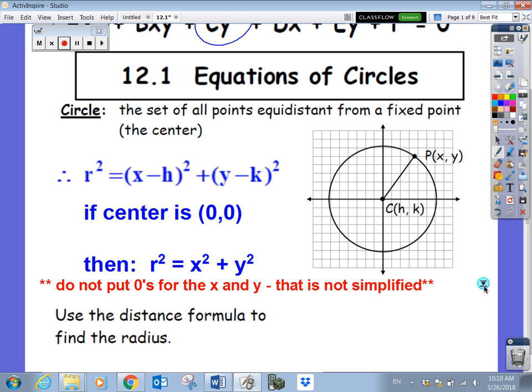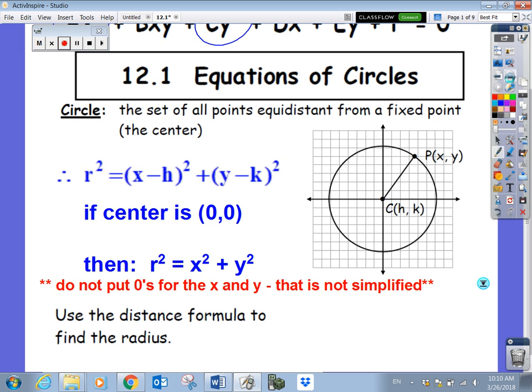But if you put x minus 0, that is considered not simplified, and just like all the other times, you're going to get a point taken off. So do not put zeros for the x and the y's, because I will consider that unsimplified. If someone else doesn't consider that unsimplified, it's fine, but someone else is not grading your tests and quizzes. I am. So I consider that unsimplified, so don't do it, unless you want a point taken off. All right, so equation of a circle.